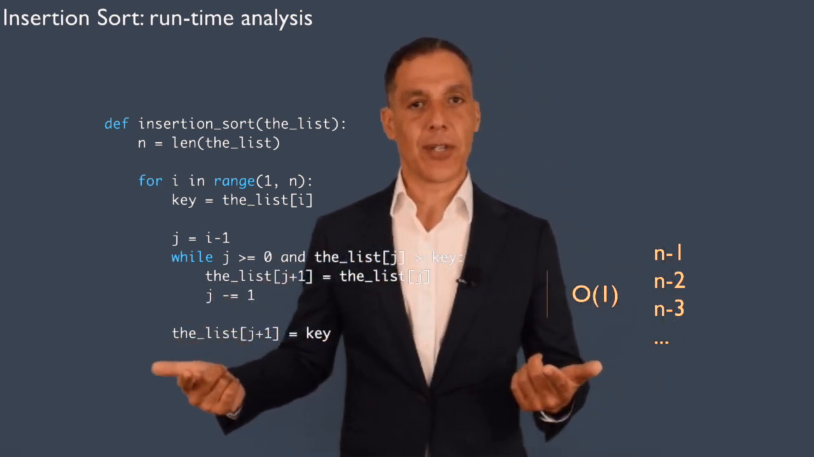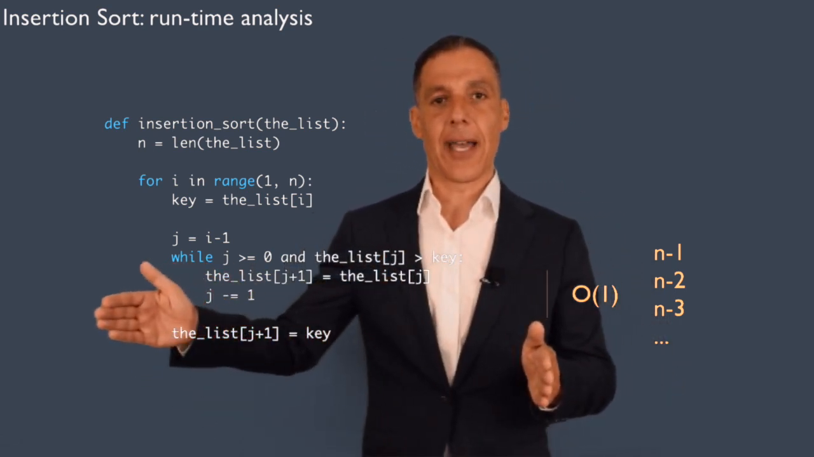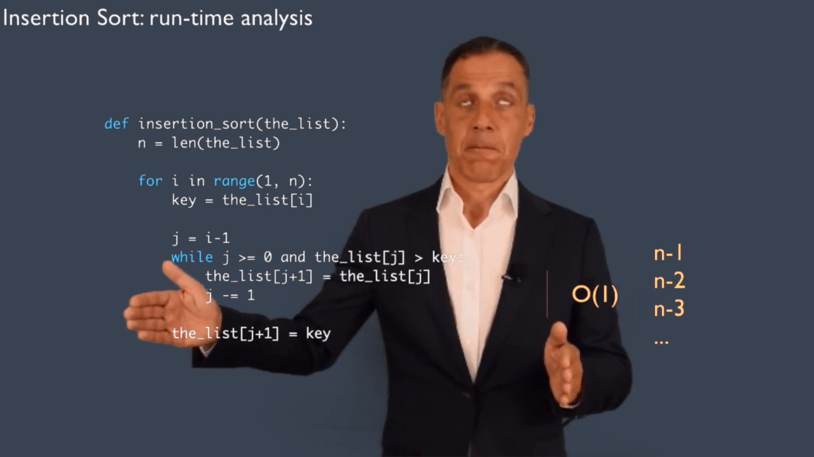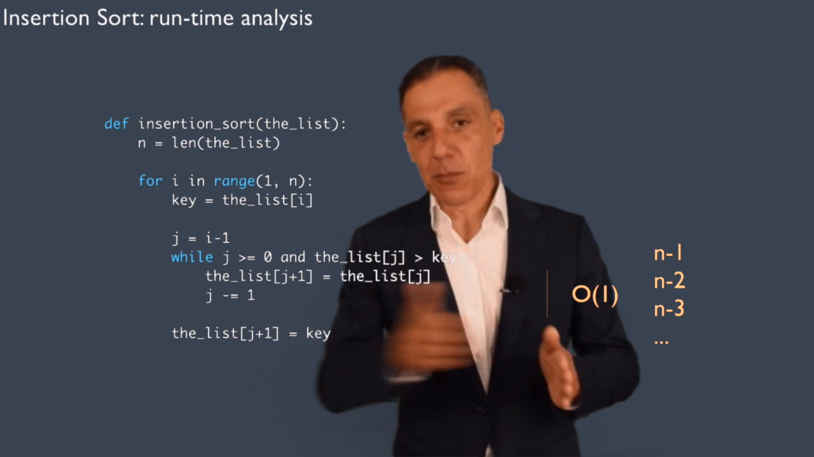By the way, here's a question you should ask yourself. What does that list look like where every single element has to slide all the way down? Yeah, the list is in reversed order, in which case everything has to move all the way down.